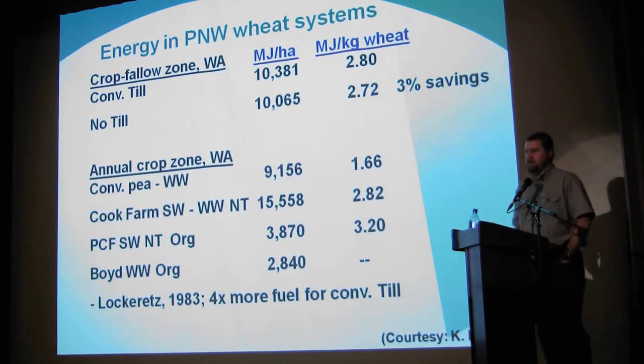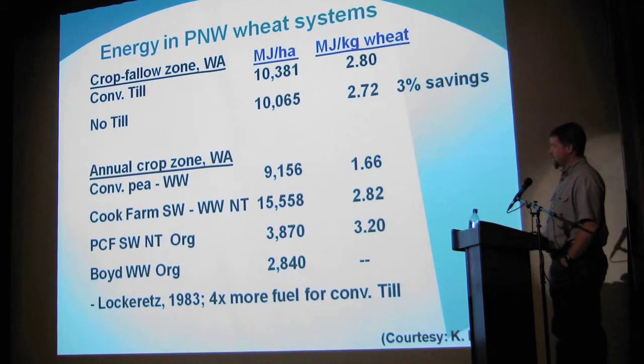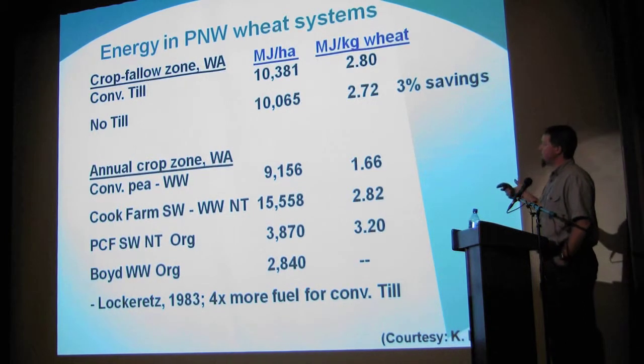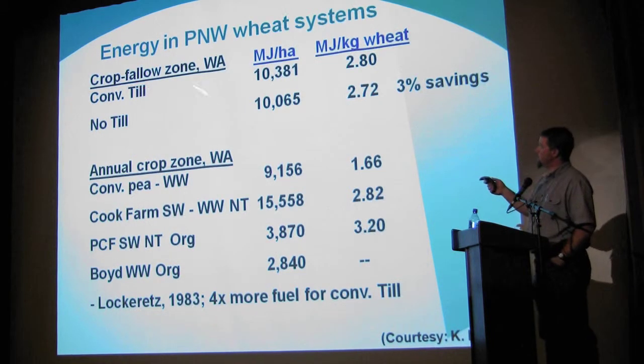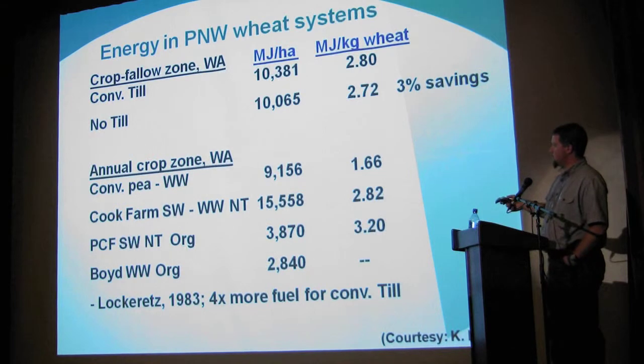Okay, so looking at a couple systems. Obviously, wheat is a pretty important system in this area and for much of eastern Washington. And what we've got here is essentially the energy required to produce wheat, and kind of two things, the crop fallow zone and then the annual cropping zone. And I'm going to talk about these in just a moment.